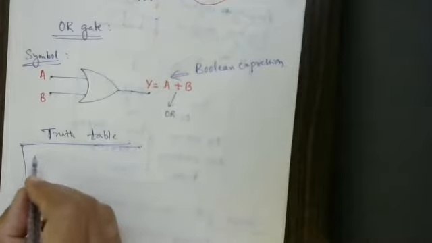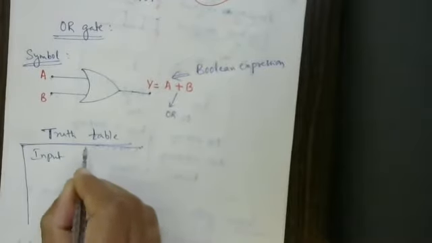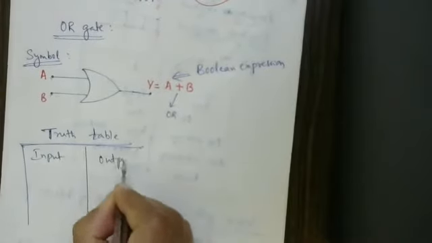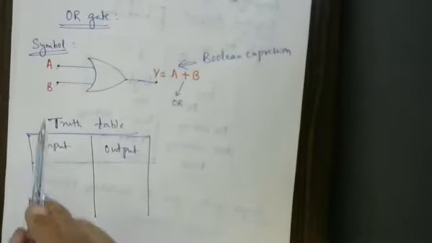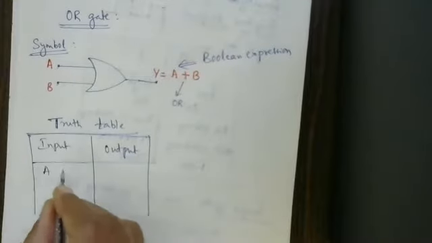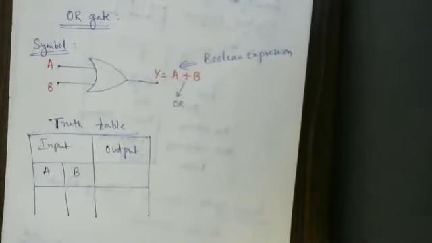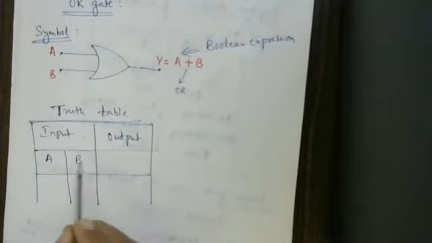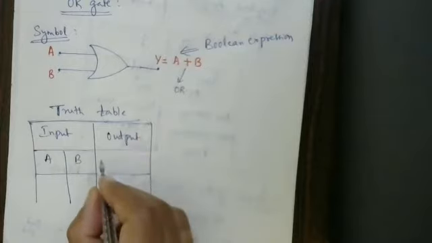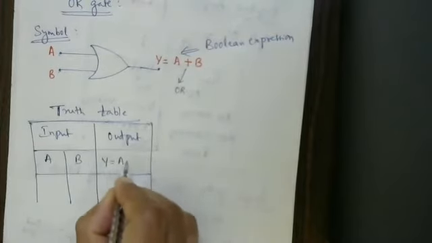There is an input and there is an output. Inputs, there are two. One is A, the other one is B. I hope you understood, just to see that 2 inputs are there. If 3 inputs are there, I had to write C also: A, B, C. The output is represented by Y is equal to A plus B, plus for OR. This is the output.